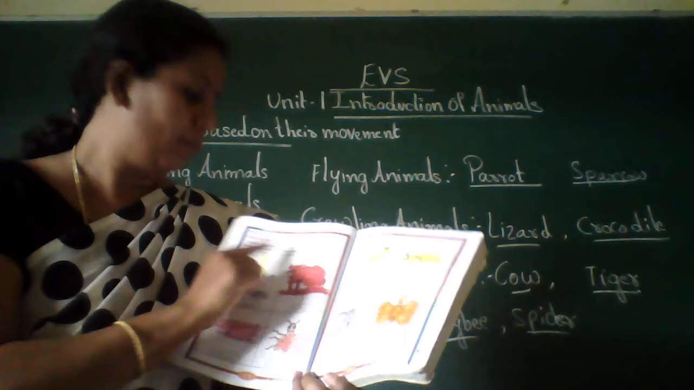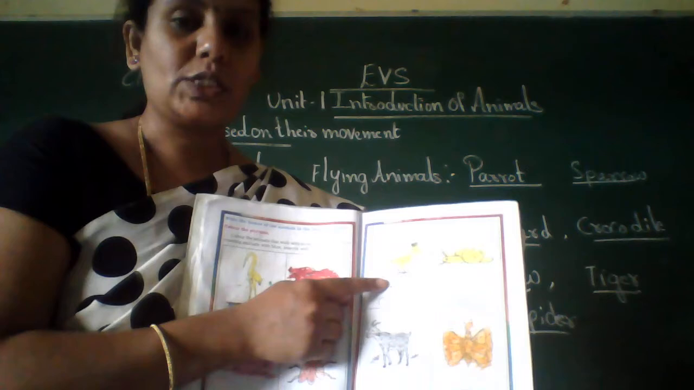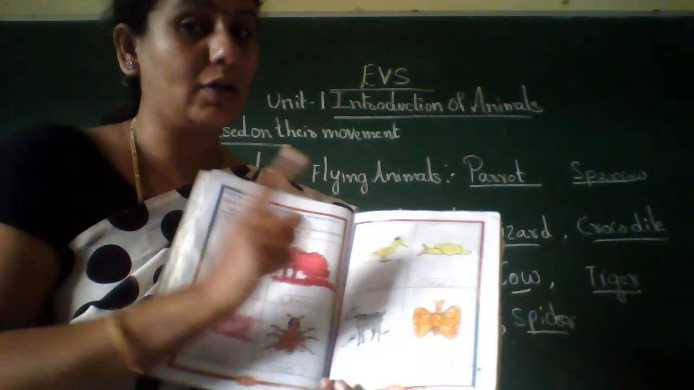Next, what is this? Woodpecker. It is a bird, so which color do you put? Yellow color. Then snake is a crawling animal. Crawling animal means which color? Blue color. So they have done it wrong. Don't take this one. For crawling animals you have to put blue color.